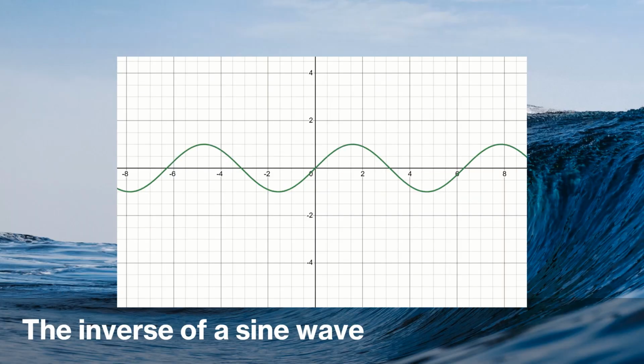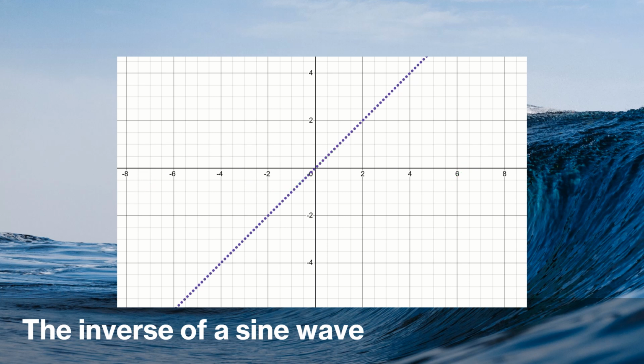Here's the function y is equal to the sine of x, but we want to take its inverse. So if we want to take an inverse, we're going to reflect it over this purple dotted line where y is equal to x. And when we do that, we get this. Well, we have a problem with this. The problem is that this is not a function.